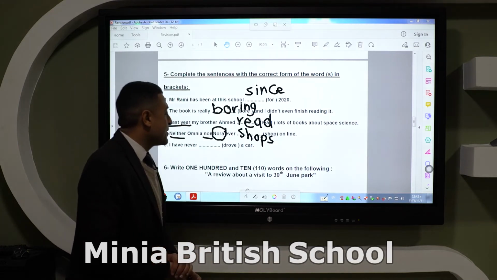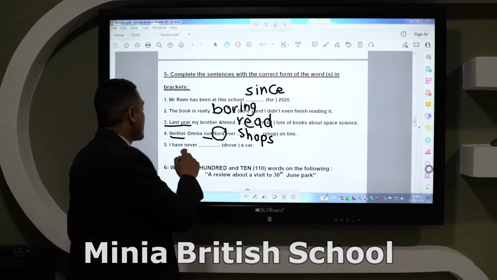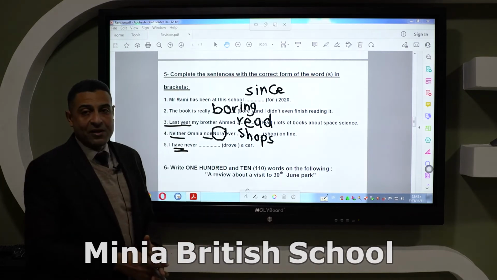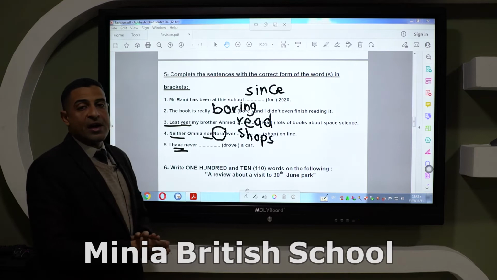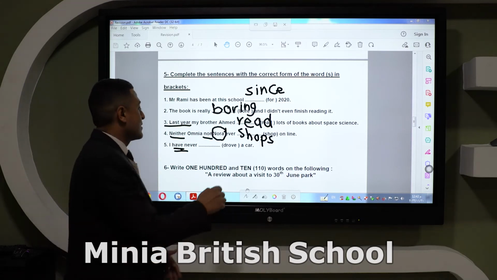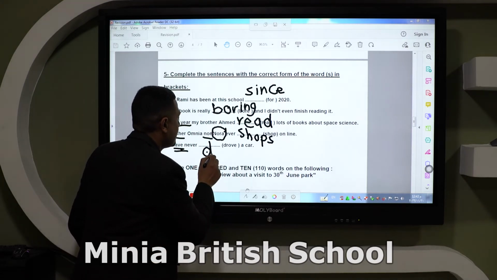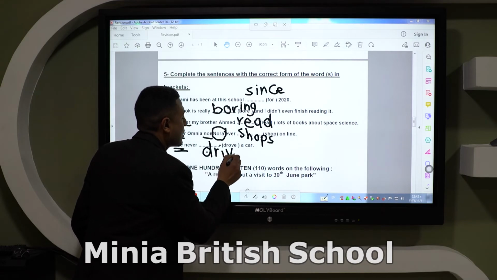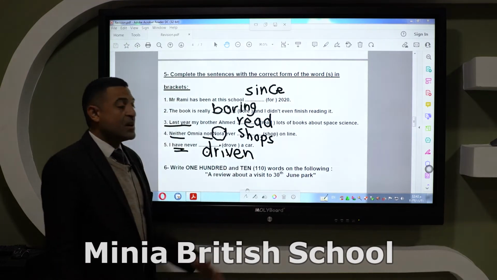I have never drove a car. So here I have the word have. Okay, so it's present perfect. So it will be: I've never driven a car.